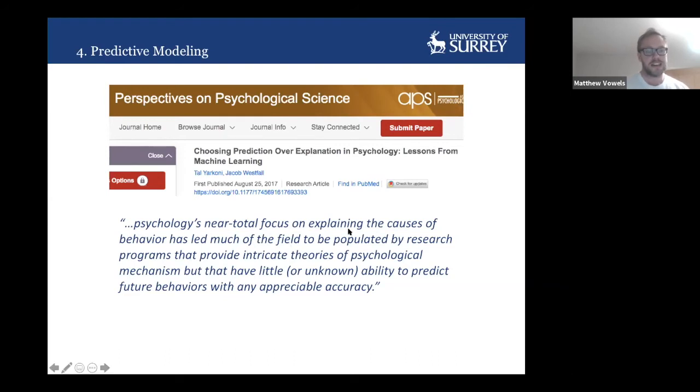And the other thing, where maybe I disagree a little bit, is that a near total focus on explaining the causes of behavior sounds like it's a bad thing. I think it's very important that we are considering the causes and trying to understand the underlying mechanisms. I don't want to advocate for prediction as the only thing that you do, because it doesn't actually help us understand phenomena. It only has some utility and helps us potentially validate otherwise causal theories.